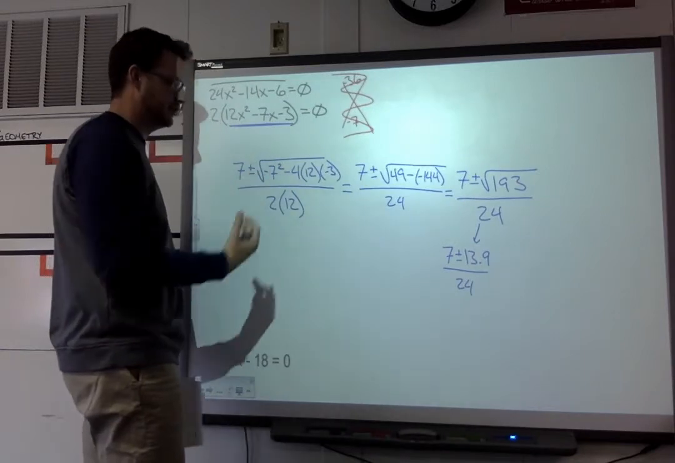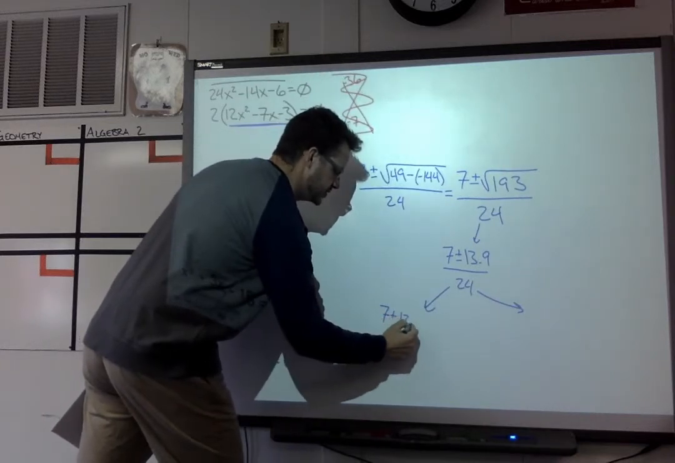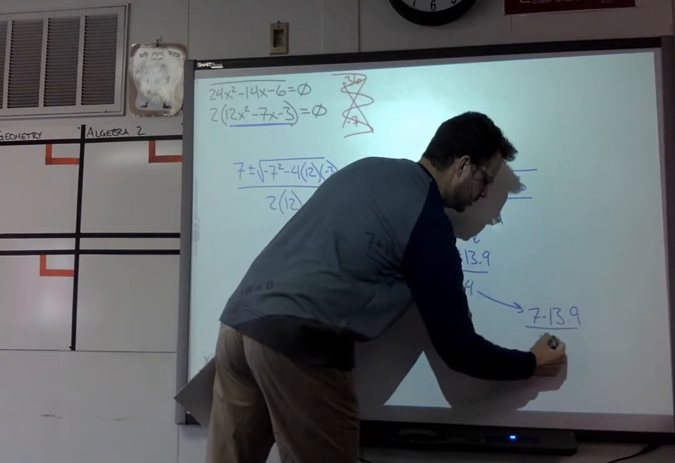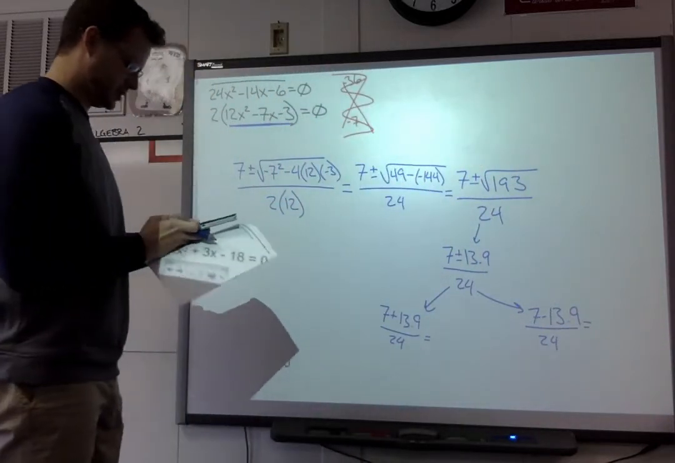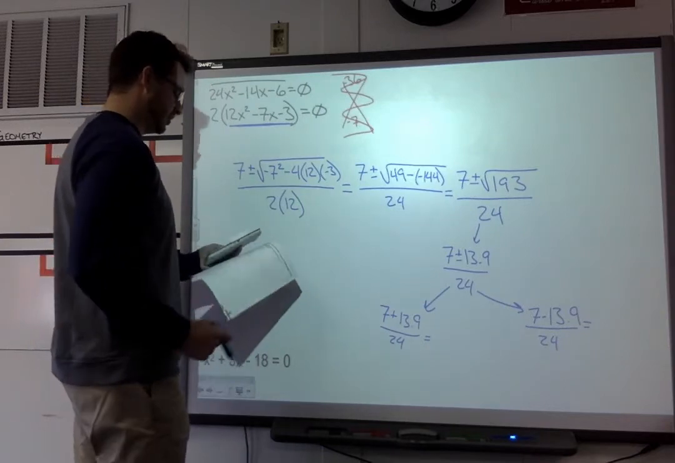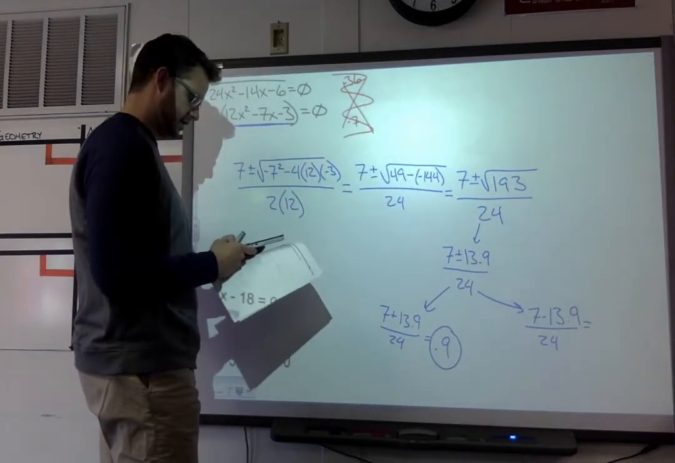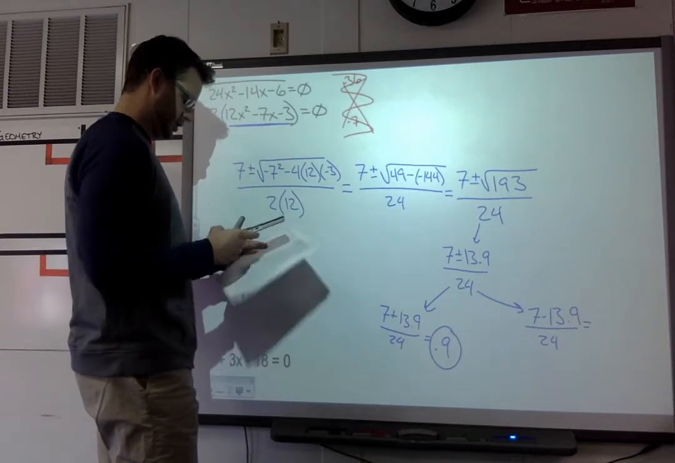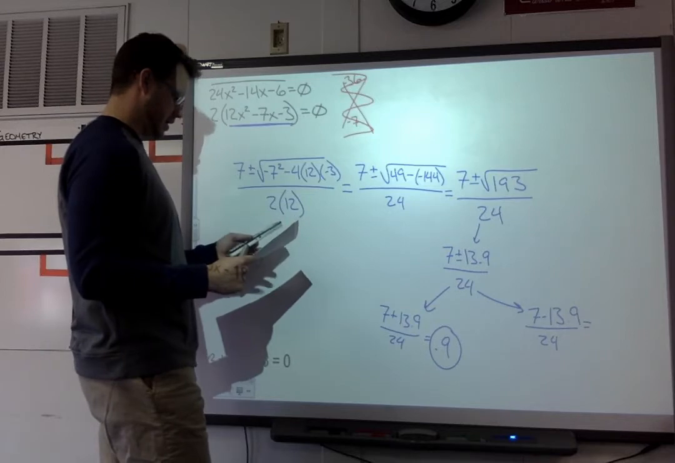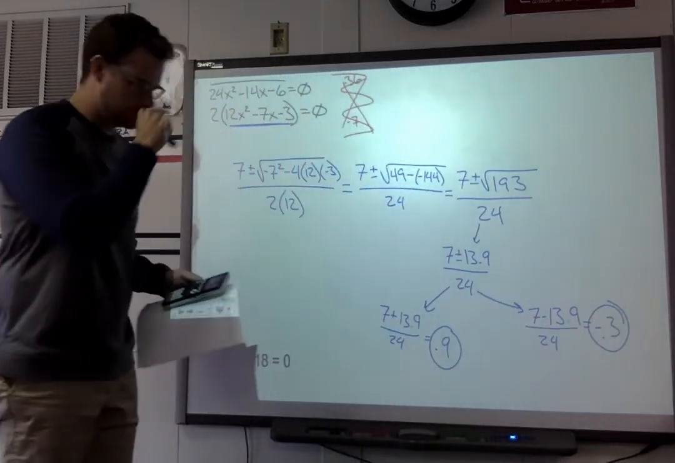And then this is where I can finish it by setting it into two separate equations. So 7 plus 13.9 over 24, and 7 minus 13.9 over 24. So 7 plus 13.9 divided by 24, again rounded to the nearest tenth, that would give me 0.87, so 0.9. Then 7 minus 13.9 divided by 24 would give me negative 0.2875, so negative 0.3. And those would be my two solutions.